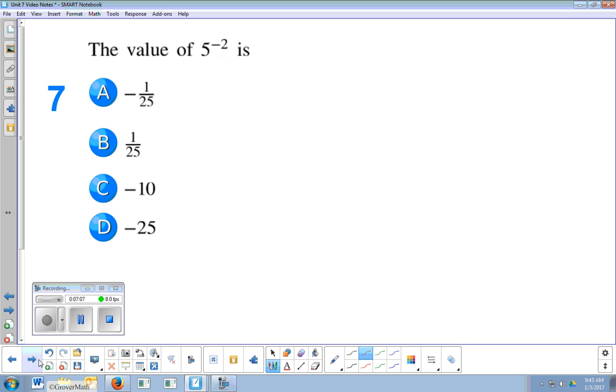Let's look at a couple demos here. 5 to the negative second. Well, 5 is not a fraction, but we know we can think of it as over 1. So when I flip it, it's 1 over 5 to the positive second. That would be 1 over 25. Just like I said, the order can be done a couple of ways. You could always square it and then do the reciprocal of that, but I like to do reciprocal first, then apply the positive exponent.